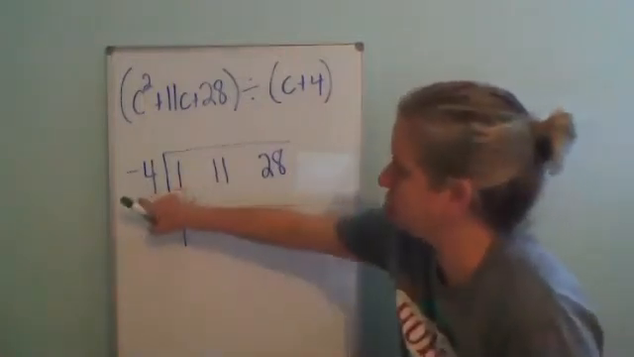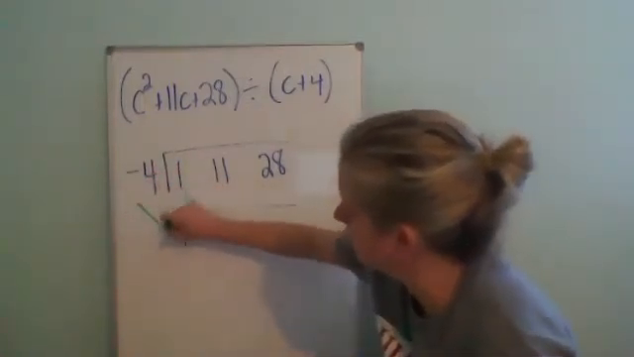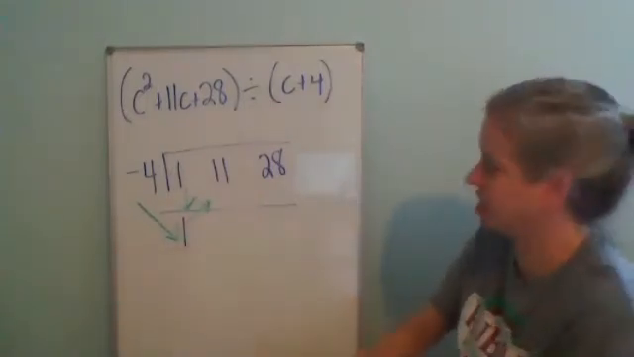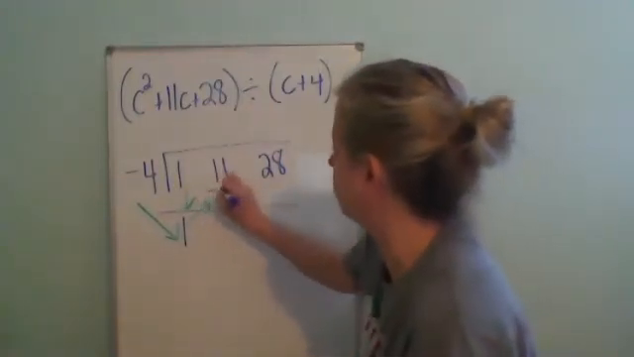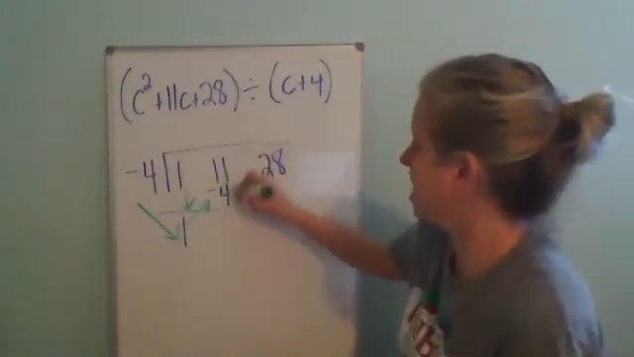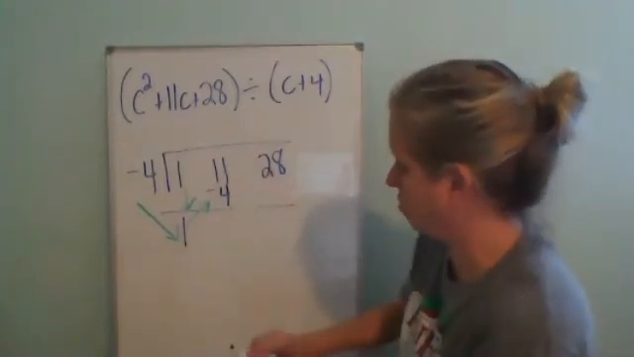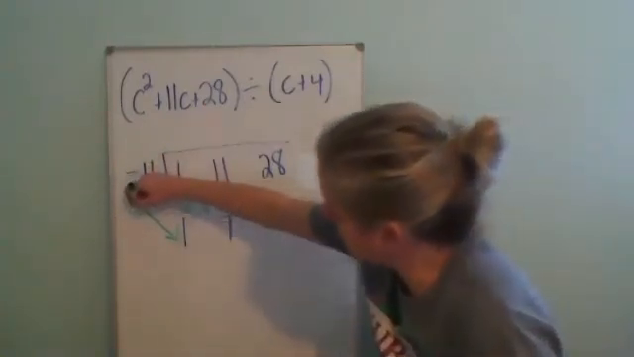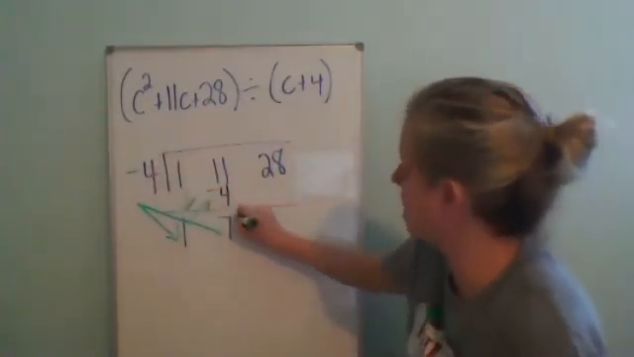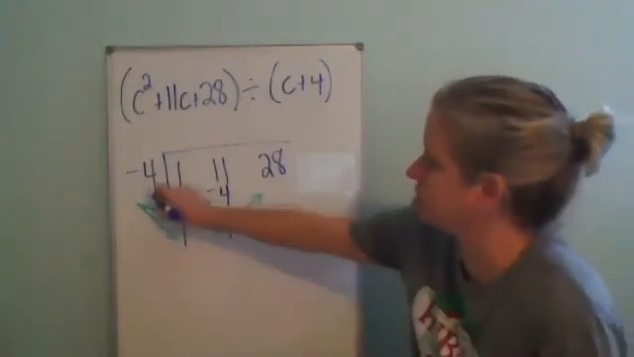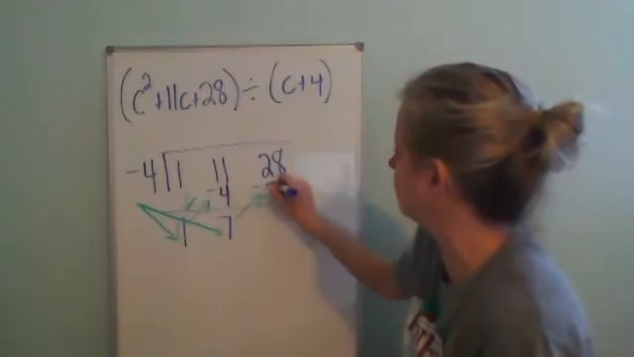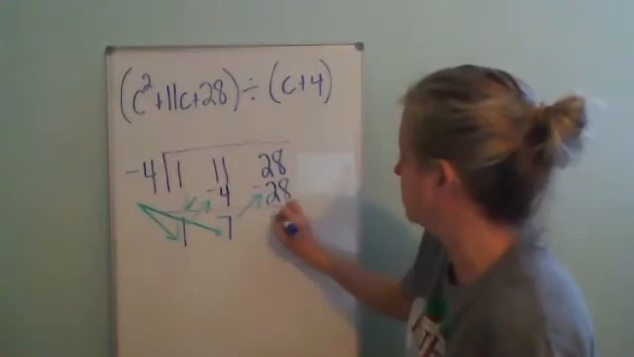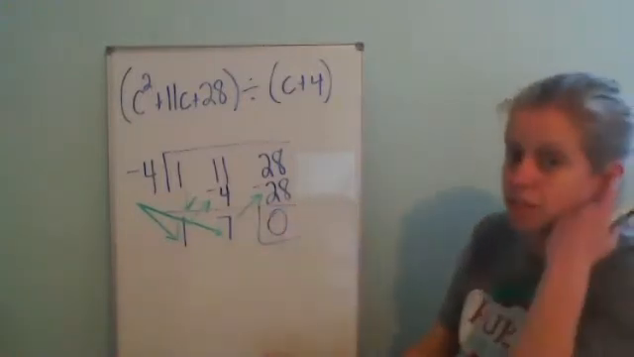Now, the second step is to multiply this negative 4 times 1 and put your answer under the 11. So what's negative 4 times 1? That gives me negative 4. And then add straight down. So I've got 11 minus 4, which gives me 7. And do the same thing again. Negative 4 times 7 and put your answer under the 28. Negative 4 times 7 gives me negative 28. And when I add that straight down, I'm left with just a 0, which is my remainder, which just means I don't have a remainder.